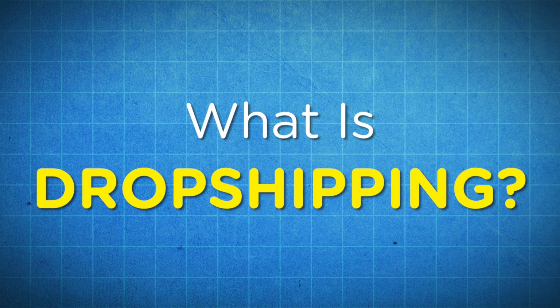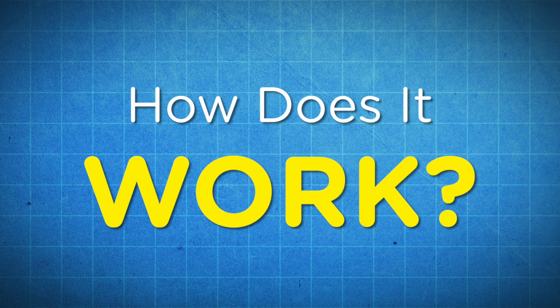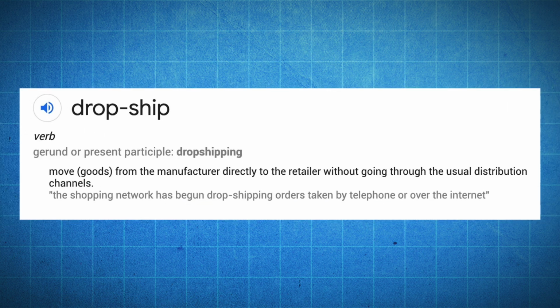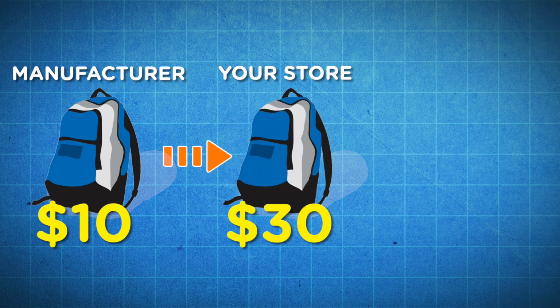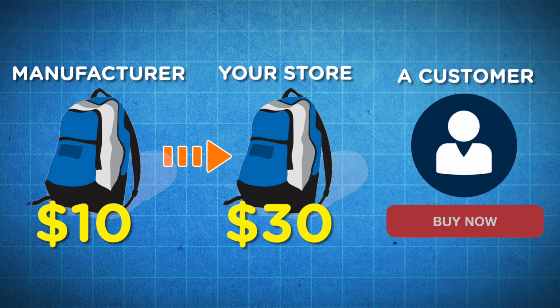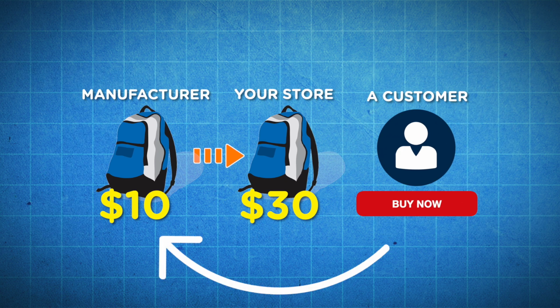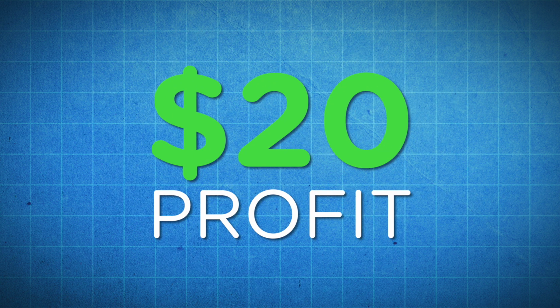So first, what is dropshipping and how does it work? Well, dropshipping is a retail fulfillment method where you as an online store owner don't need to keep any product in stock or ship any product to a customer. For example, you can find a backpack from a manufacturer's website that costs $10 to make, and you can list it on your store for $30. And then when somebody buys that backpack, the order goes to the manufacturer where they'll ship it to the customer and you simply collect a $20 profit for driving the sale.